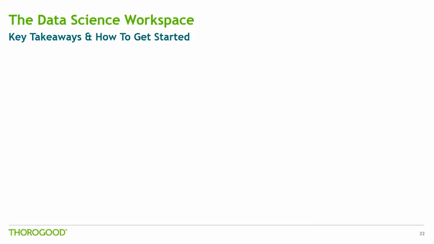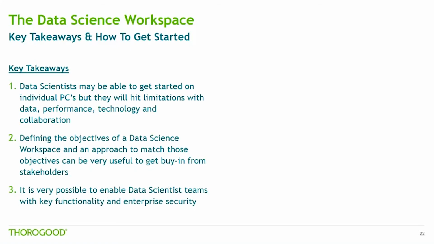So to wrap up here, I thought I'd talk about a couple of key takeaways and how we might get started. The key takeaways here are that data scientists may be somewhere along their journey already, but if they're starting to hit limitations in their work, it may be time to have a look at a workspace for a team, an ecosystem that really enables them to do what they need to do.